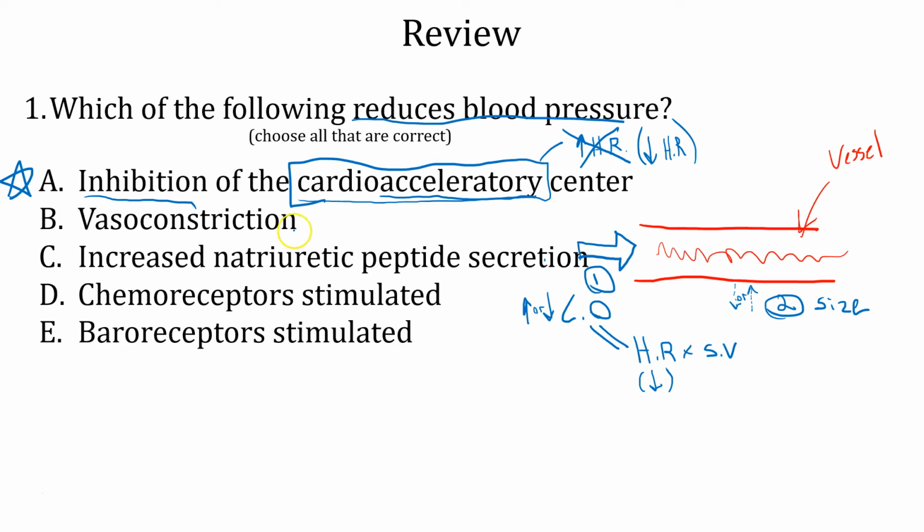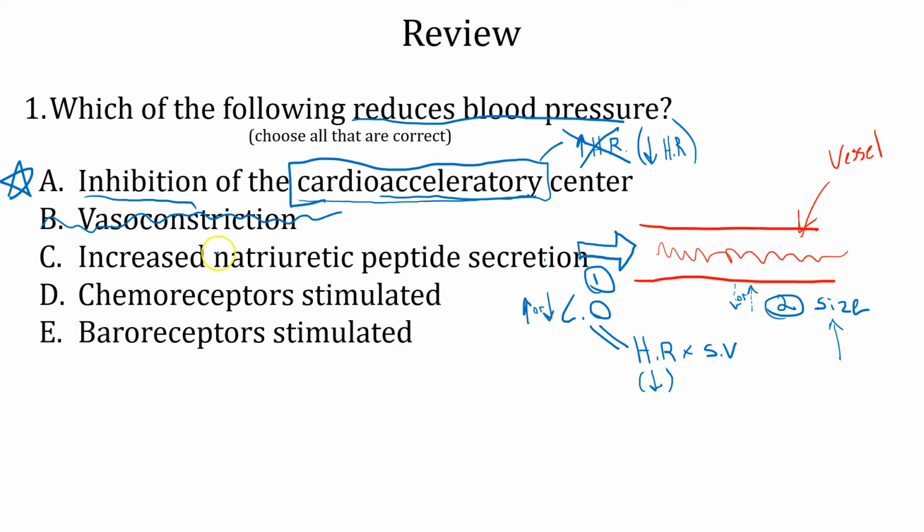Vasoconstriction. Vasoconstriction means that the vessel is getting smaller in diameter. And so which one of these methods of blood pressure is that going to affect? Well, it's going to affect the size, right? And so remember, we said if we shrink a vessel, it increases the pressure, whereas if you increase the size of a vessel, it's going to decrease the pressure. So this is saying we're shrinking the vessel, so that's actually going to increase the pressure. So this is not going to help us reduce blood pressure.